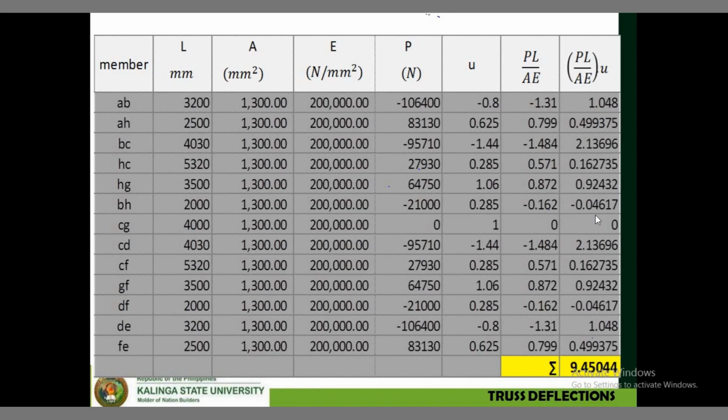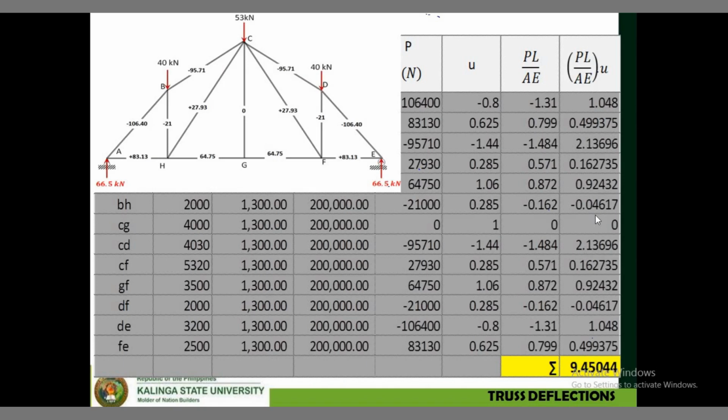And then for the fifth column is the P. Saan ko nakuha si P? In this diagram. Yung value ng P, yan yung mga values na nakuha nyo in step 1. Okay? Now, if you try to look here, let's say kay CD. Kay CD, dito sa diagram, ang value ni CD ay 95.71. Now, you have to take note, yung unit dito sa figure na to is kilonewtons. Okay? Kaya yung 95.71, that is in kilonewtons.